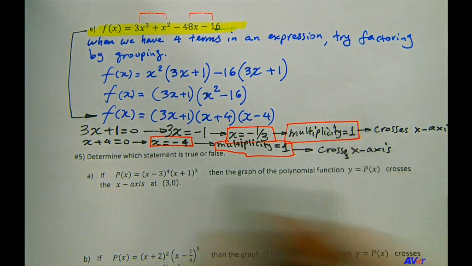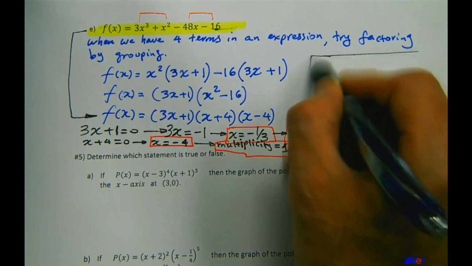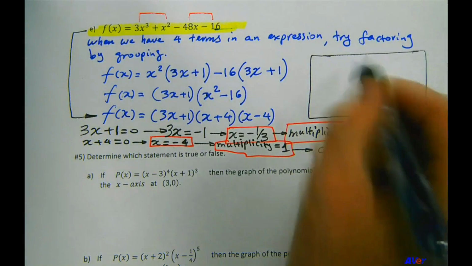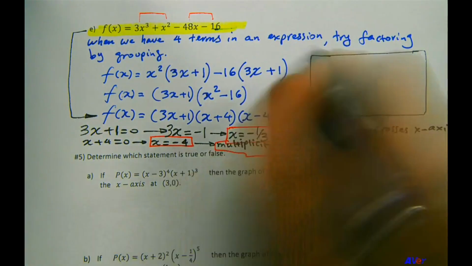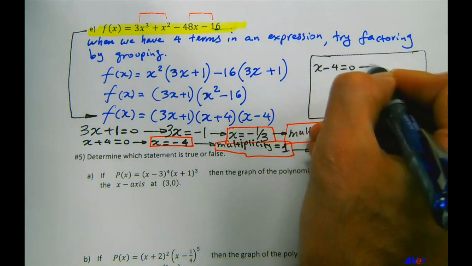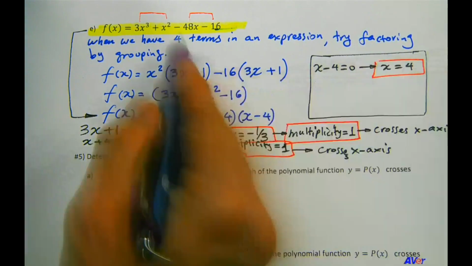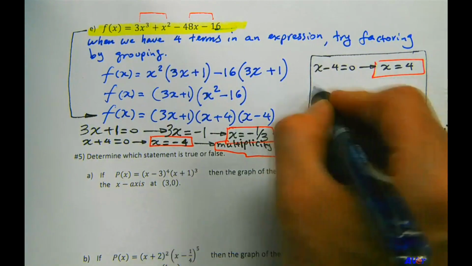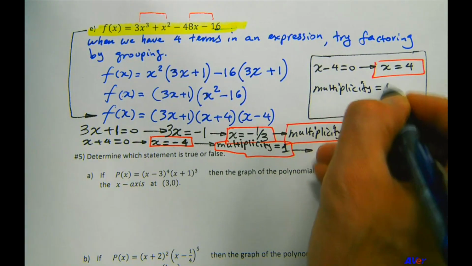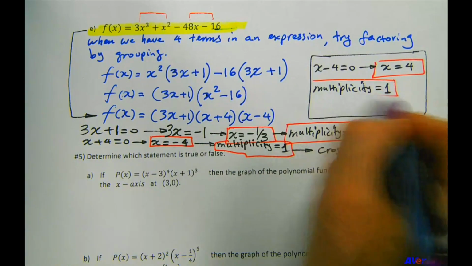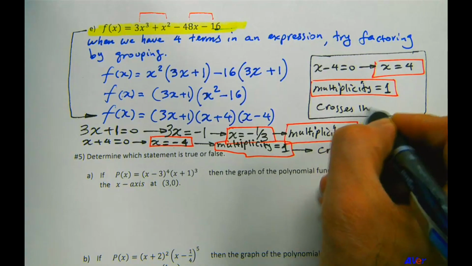Okay. One more. I don't have any room here, but I have some room here. Let me, if you don't mind, make a box here and write the rest of this solution here. So x minus 4 equals 0, x equals 4 is another zero of this polynomial. This has multiplicity equal to 1, right? So we know it will cross the x-axis.